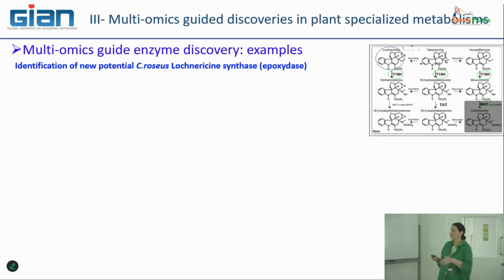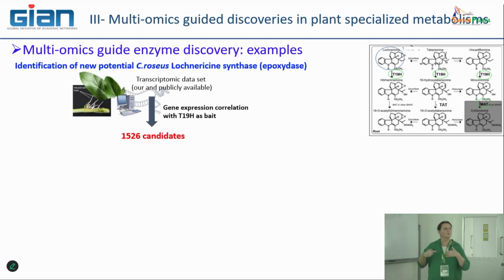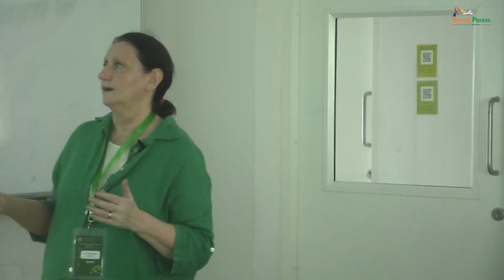So we have done exactly the same workflow. We generated new transcriptomic data of our material, but we also included in this study some other transcriptomic data that come from other types of Apocynaceae plants that are also able to produce lochnericine or some metabolites that are close to lochnericine. The aim was to have the maximum number of candidates, because epoxidases are less represented as a family of enzymes in the genome than, for example, different other types of enzymes.